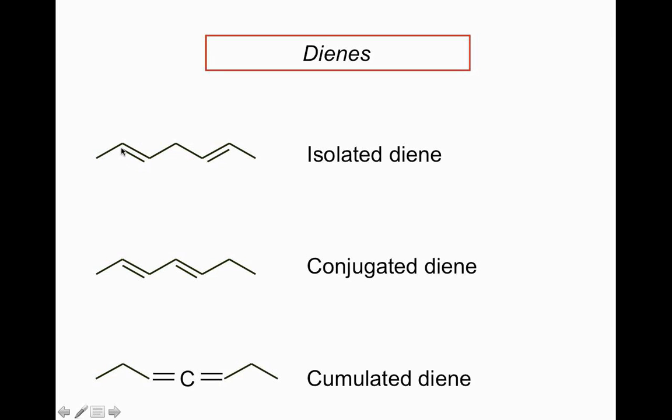In an isolated diene, the two pi bonds are separated from each other by an sp3 hybridized carbon. In a conjugated diene, the two pi bonds are allylic to one another, and in a cumulated diene, the two pi bonds share a vinyl carbon between them.